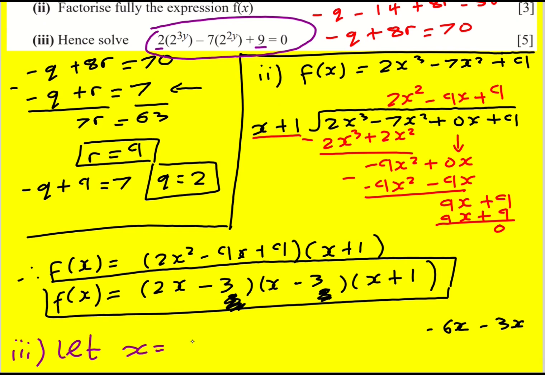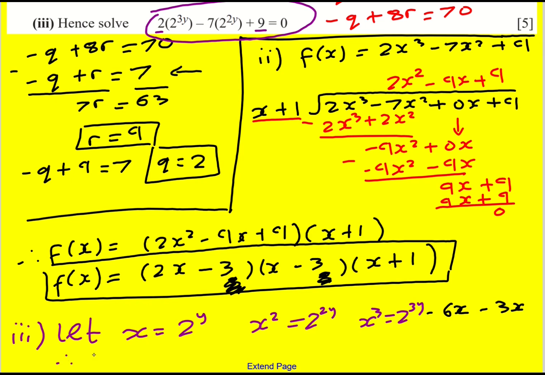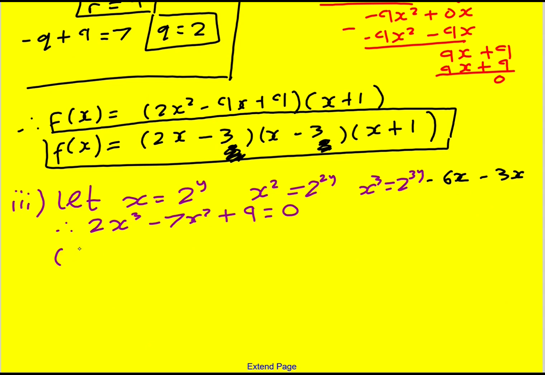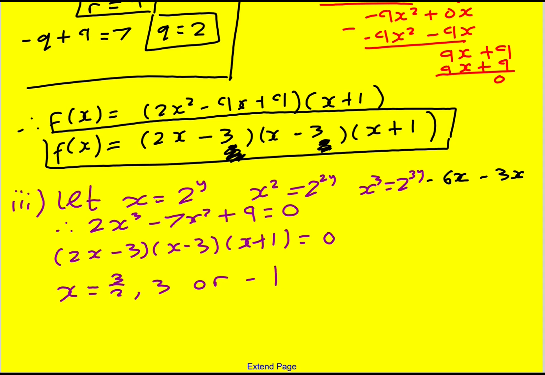x equal 2 to the power of y, because then x squared will be 2 to the power of y all squared, which actually becomes 2 to the 2y, and x cubed will then become 2 to the 3y. So that substitution is really important, because then we just get 2x cubed minus 7x squared plus 9 equals 0. And we know how to factorize that because we did it in the previous part. So x is going to equal 3 over 2, 3, or minus 1.